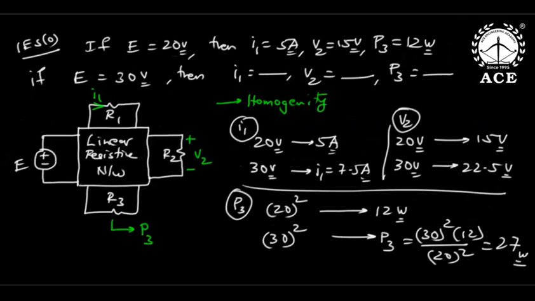In that regard, everybody, if E is 20 volts, then I1 is 5 amperes, V2 is 15 volts, and P3 is 12 watts. Then if E is 30 volts, what are the currents, voltages, and power? That way we did it here.